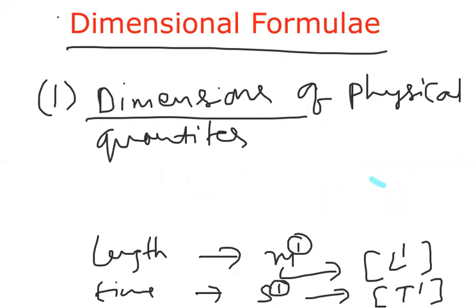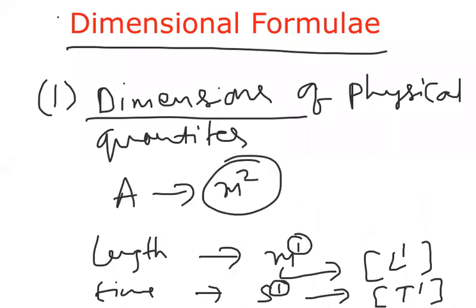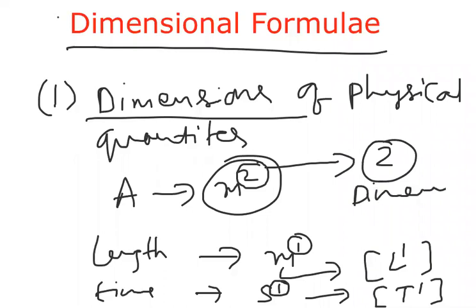Suppose, for example, I take area. You know the SI unit of area is meter squared. What is the power raised to the meter? That is 2, and 2 is called the dimension. Here meter is nothing but length, so we have L power 2. Meter is related to length, and length power 2 is how I represent the dimension. Like that we write the dimensions of a physical quantity.